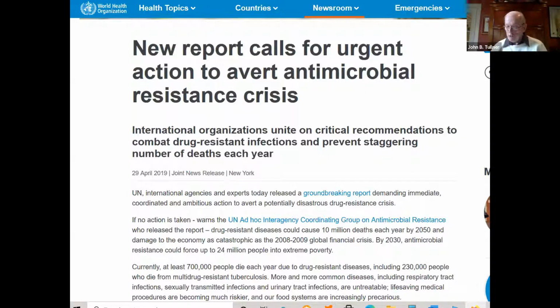The other thing is, this report stated there will be great stress on the financial systems. 24 million people will be in poverty by 2030, and it will greatly damage our economy as well, worldwide.